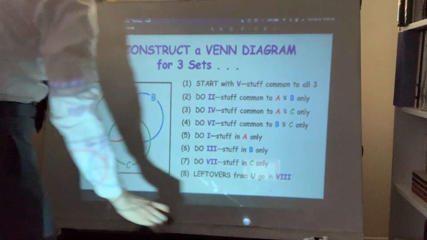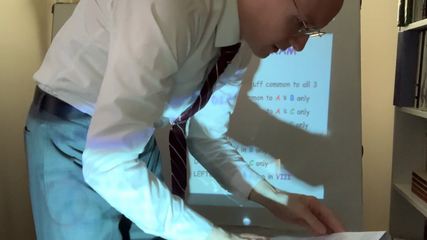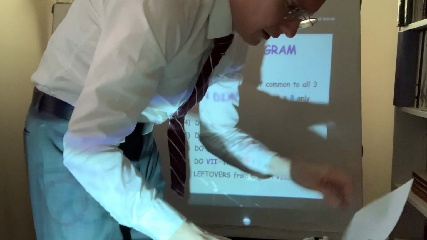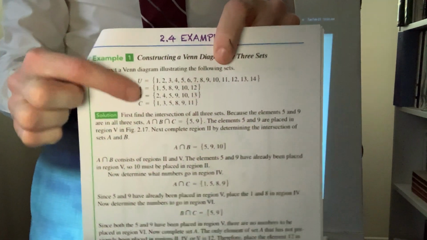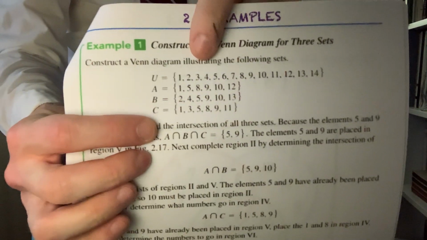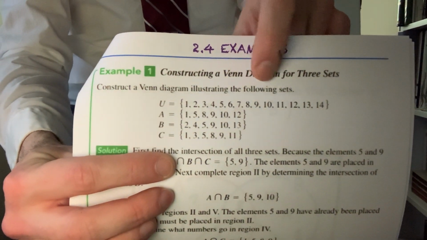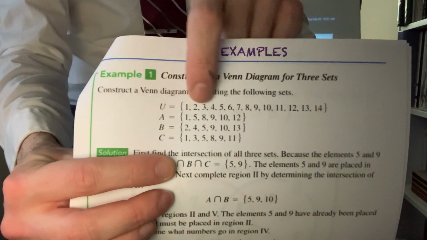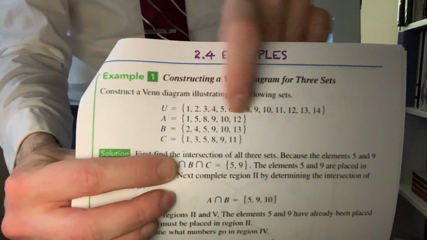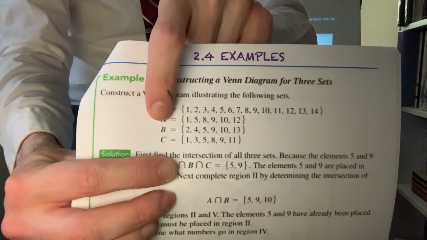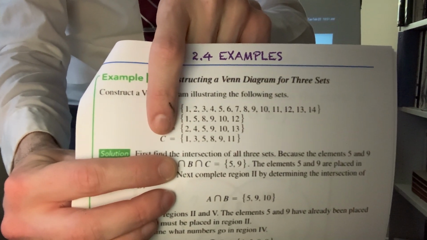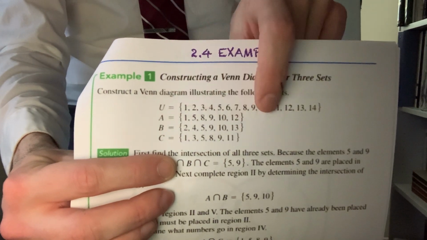So let's do an example together to illustrate this. For that sake, I'm going to steal the one example that I'd like from this packet, which is example 1. Now here is how you would see it. Construct a Venn diagram illustrating the following. It tells you that this is the universal set, meaning everything, all the contents in the box. This is set A, B, and C respectively. And we're just going to put these in the appropriate places.